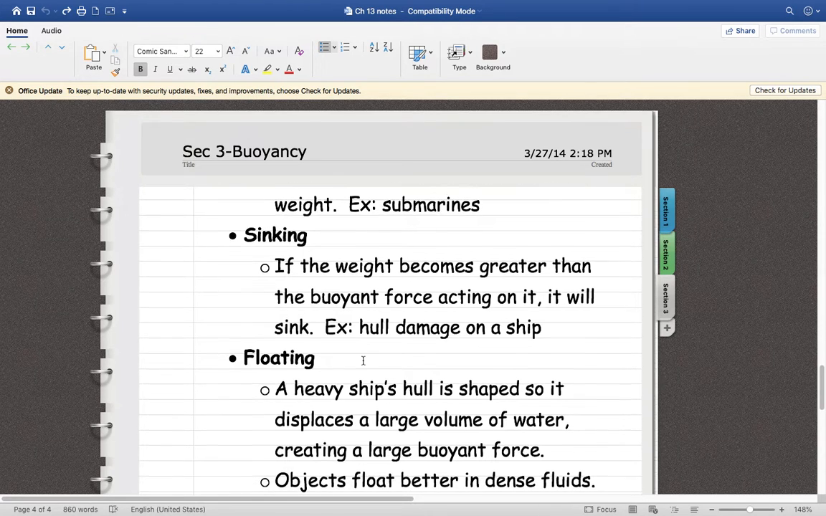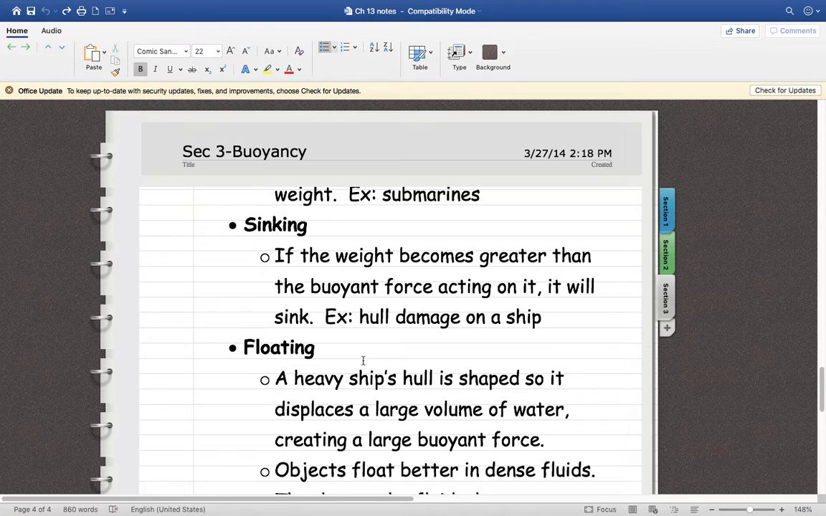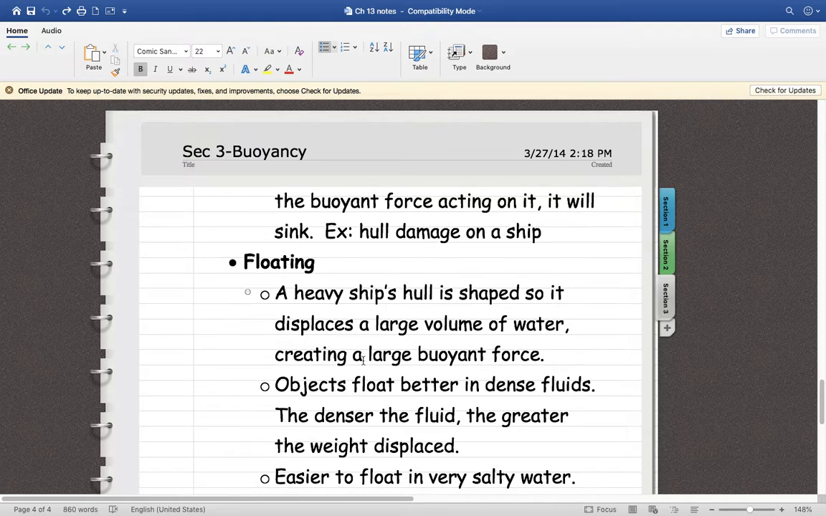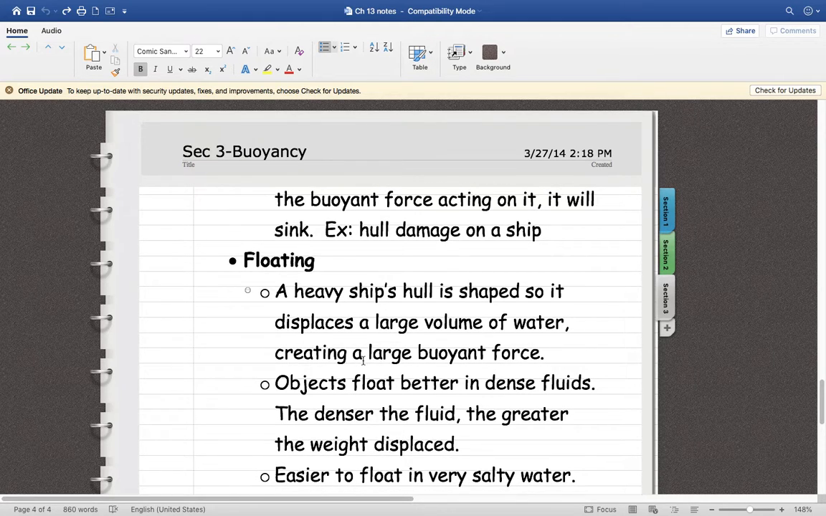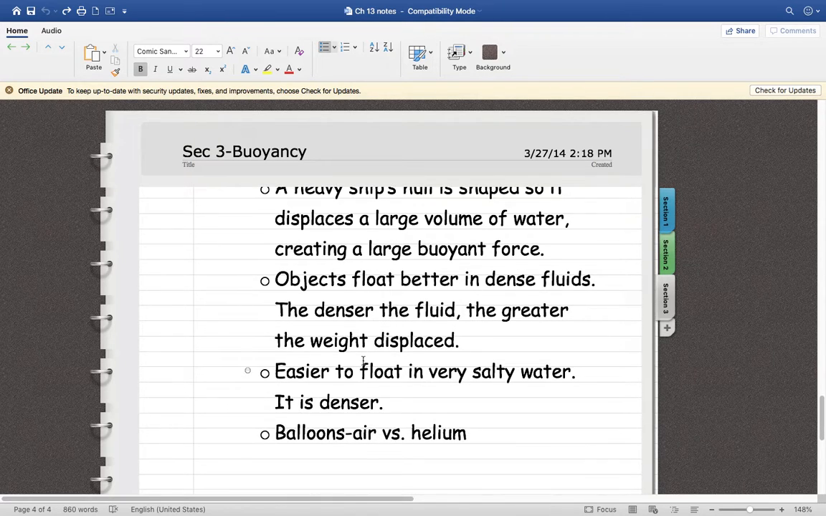All right, so sinking. If the weight becomes greater than the buoyant force acting on an object, it will sink. If you have hull damage in a ship, you're going to get a lot of water in the hull, and the weight is going to become greater than the buoyant force, so it's going to sink. Now, a heavy ship's hull is shaped so it displaces a large amount of water, creating a large buoyant force. Objects float better in dense fluids, and the denser the fluid, the greater the weight displaced. It's easier to float in very salty water because it's denser.